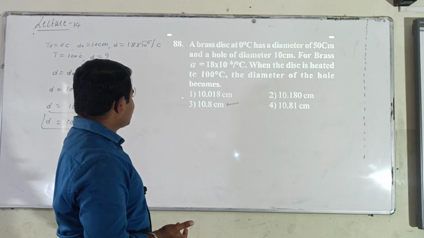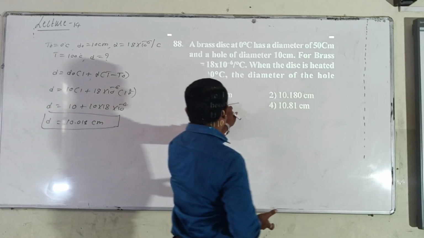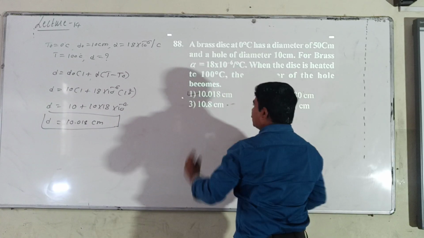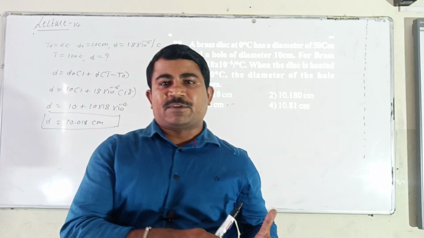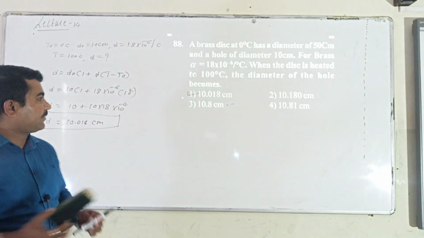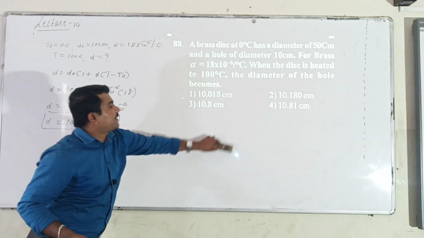What option can you choose? We can choose option number 1. Okay. Let us move again to the next numerical. Shall I go here for the next numerical?